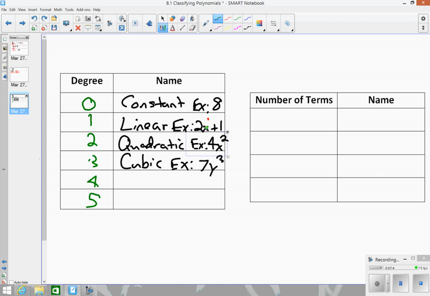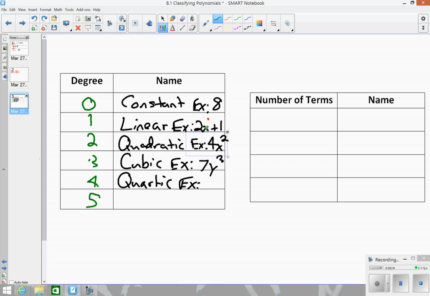Now you could add terms after here, but as long as 2 is the highest exponent or 3 is the highest exponent, that is what it's categorized as. So good, let's go to 4. If I had 4, that is going to be called quartic. Okay, quartic.